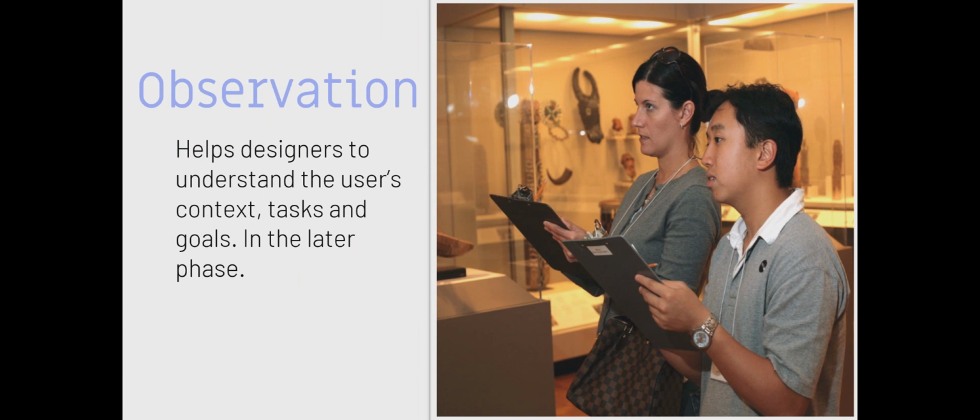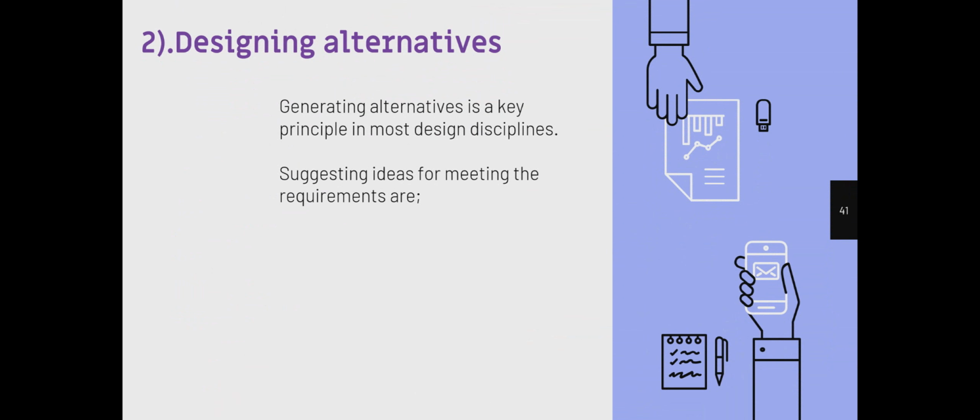The last gathering technique, observation. Observation helps designers to understand the user context, task, and goals. Observation is a useful gathering technique at any stage during product development. The second process in interaction design, designing alternatives. Generating alternatives is a key principle in most design disciplines.